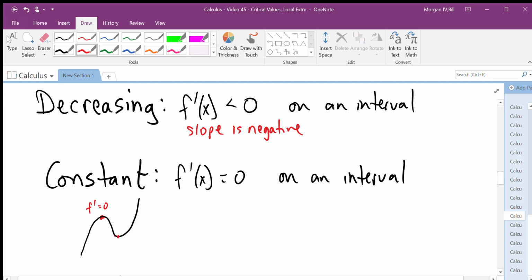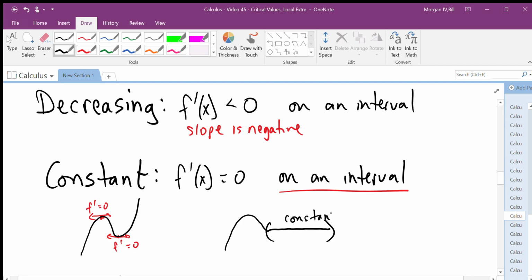It's equal to 0 at this one point, right? You get a little tangent line that's a horizontal tangent line. f prime is equal to 0 at this point. That's not constant. That is just a critical point. Constant would be on an interval. Constant would be you have a curve that for some reason flattens out like that. This portion of the curve is constant. On that entire portion, the derivative is equal to 0 on the interval. That's the difference between constant and a critical value.